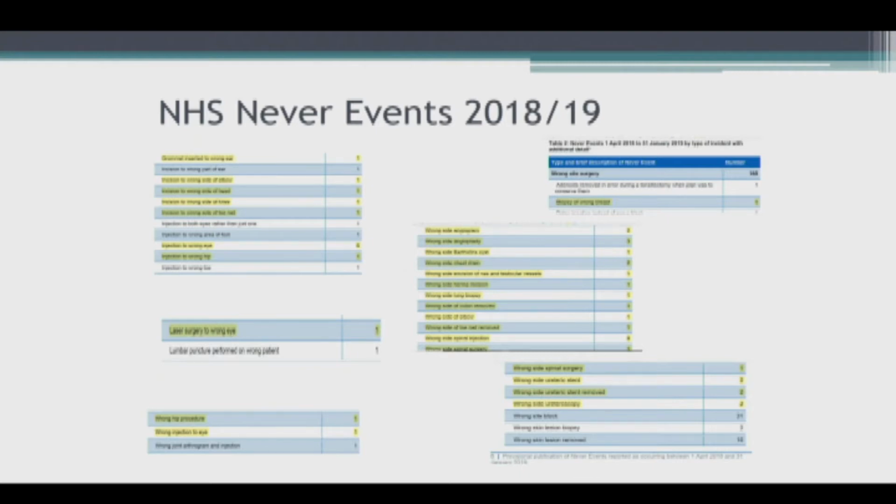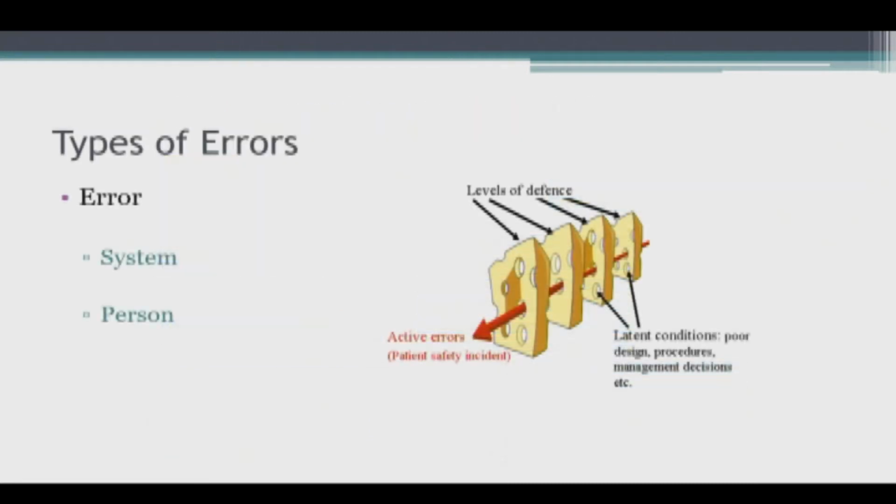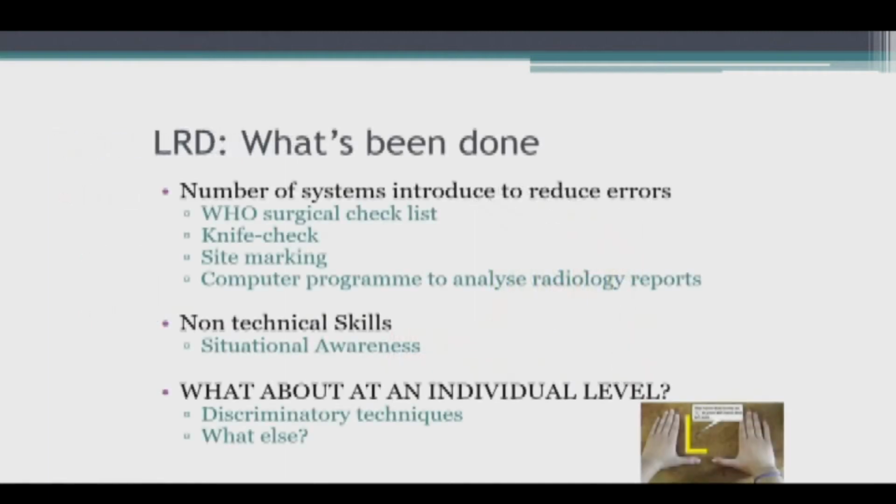So what are we doing to help reduce these errors further? Well, there's the systems-based approach, which we've already been through. But then what about the person? What are they doing to help reduce their left-right errors? The systems in place are a number of checklists, like the WHO checklist. There have been non-technical skills incorporated, such as situational awareness, and more common now is human factors, which has been developed especially in the anaesthetic and the surgical fields.